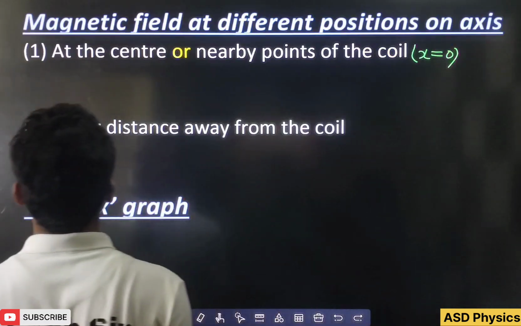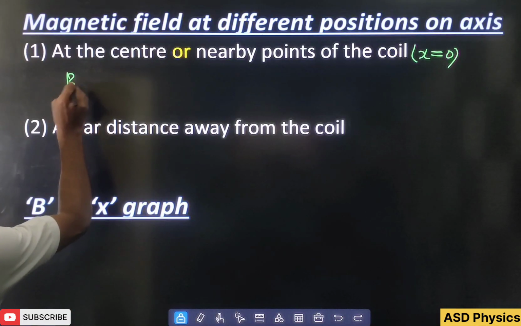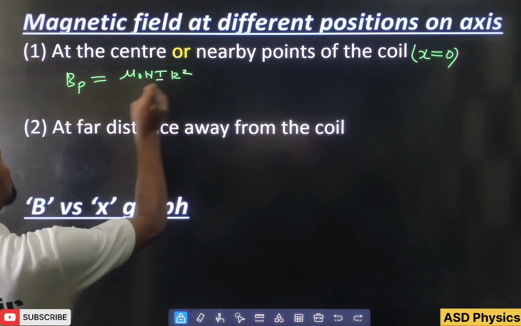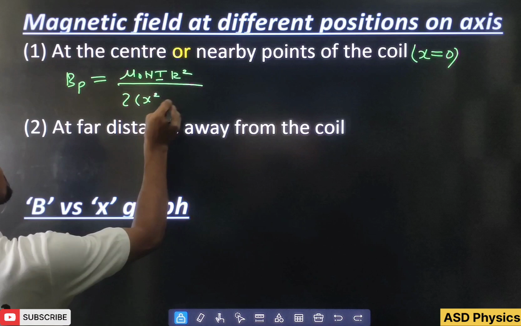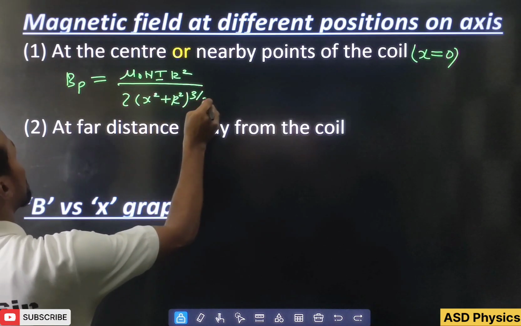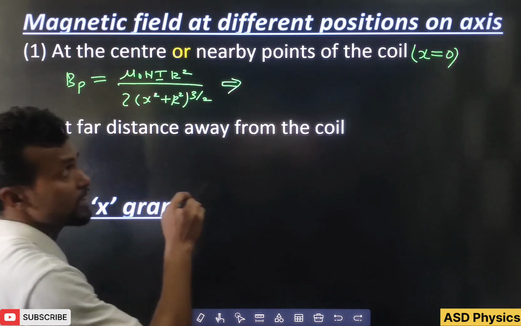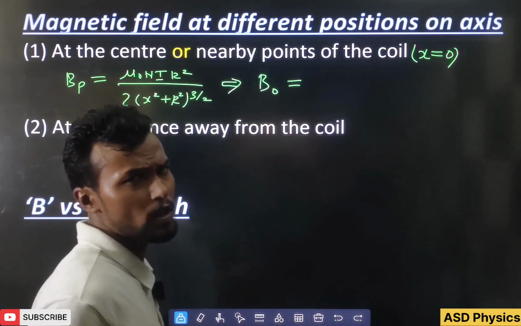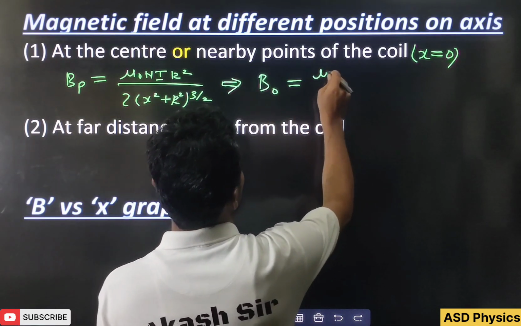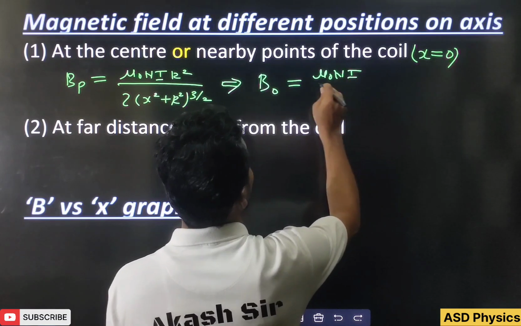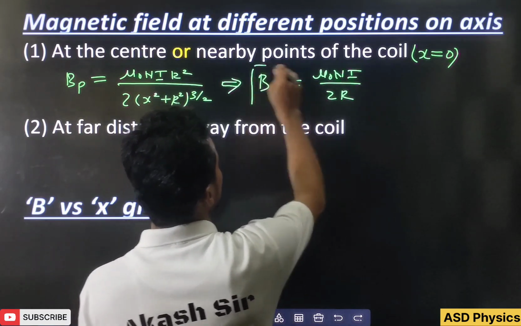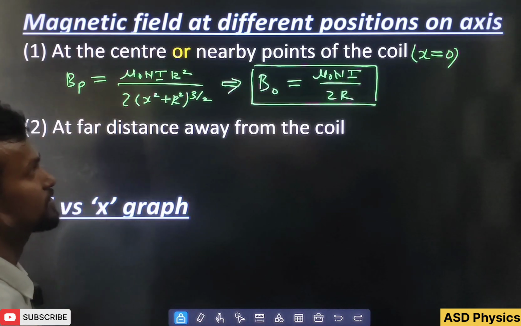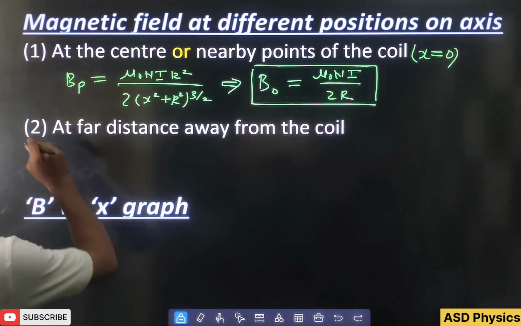When I put x equal to 0, the formula for BP is mu naught Nir square by 2 times x square plus r square power 3 by 2. Now in this formula I am putting x equal to 0, that means we are at the origin or nearby origin. So it will come mu naught Ni by 2r. This is the magnetic field at the center of the coil. We have done this derivation also.